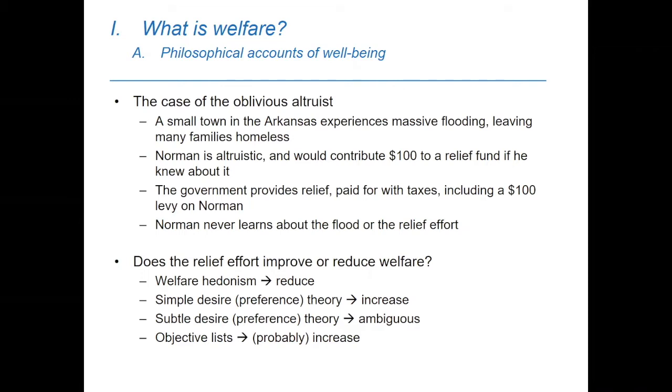And finally, from the point of view of objective list theories, we would probably say that the policy increases Norman's welfare. And the reason I say probably is that we don't have our objective list in front of us. But generally, these objective list theories say that doing virtuous things like providing money to support needy people benefits the individual who is making the contribution in terms of their own well-being.